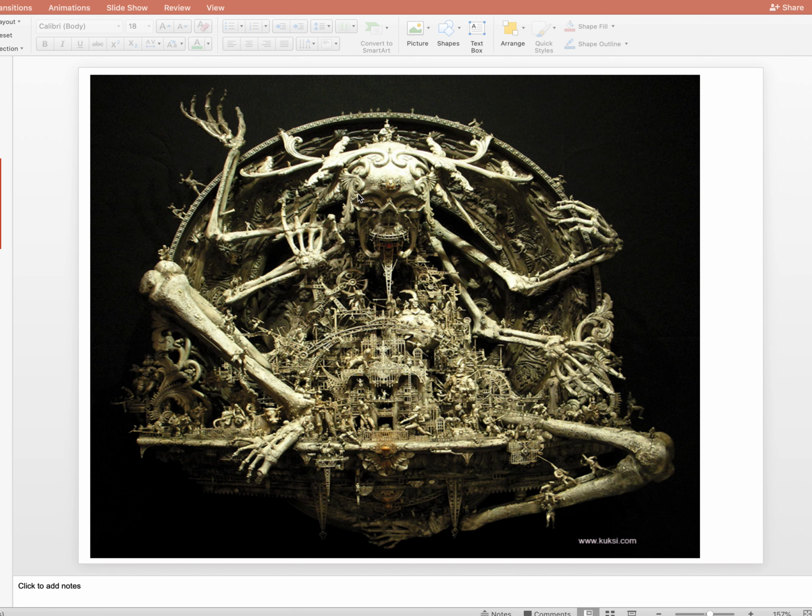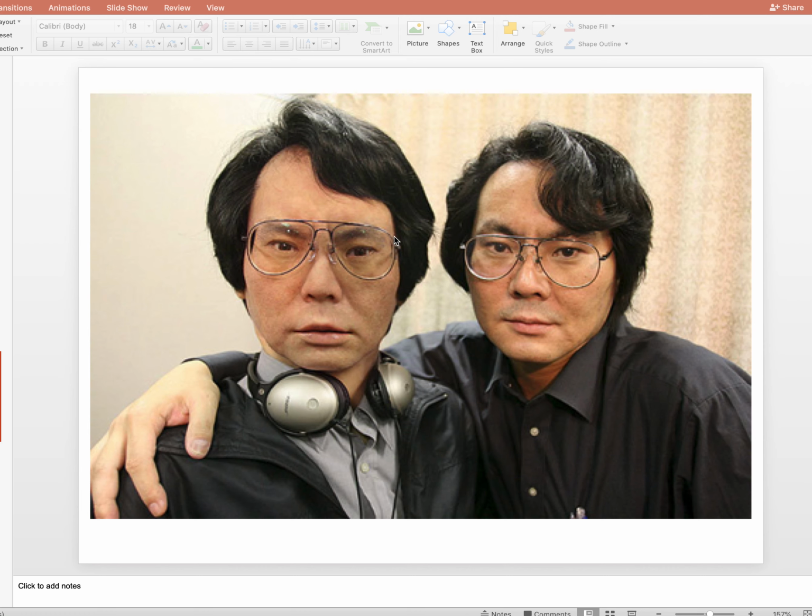Now, these two, one is real and one is not. Which is the replica and which is the human? Neither one of these makes me feel uneasy. I think that the guy who's the human is the one on the right and the replica is on the left. I don't know for sure, but neither one of them makes me feel uneasy. I could easily drink a beer with either of these guys. Okay.